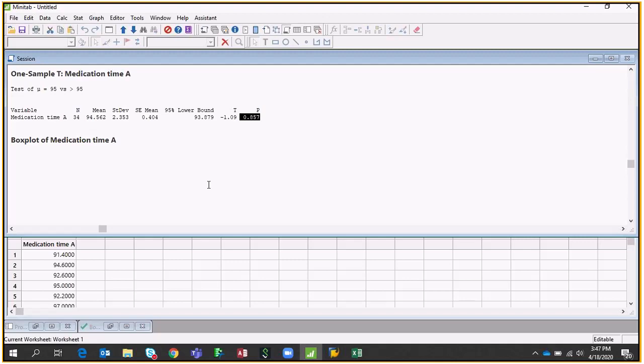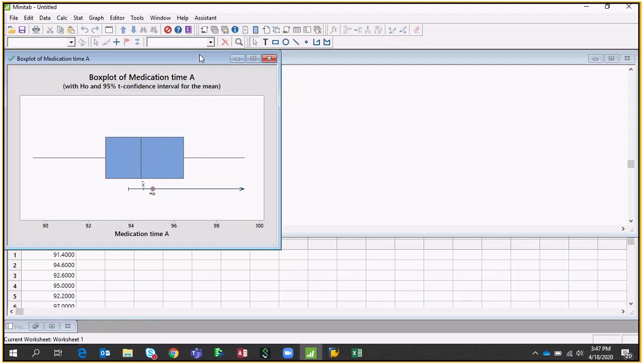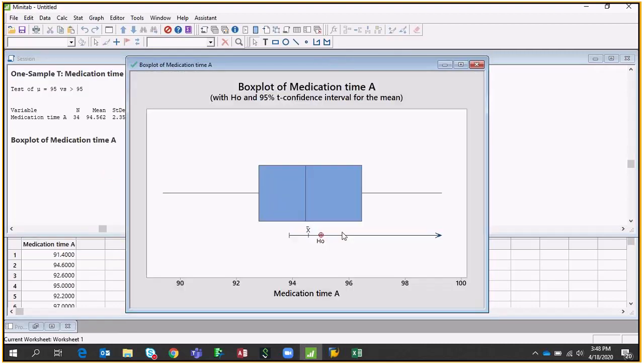It means this medicine is relevant to us. Okay, same information you can get from the box plot. So if you open the box plot, let me increase the size a little bit. In the box plot, you can see this is your hypothesized value, which is 95, and this blue line is your confidence interval.